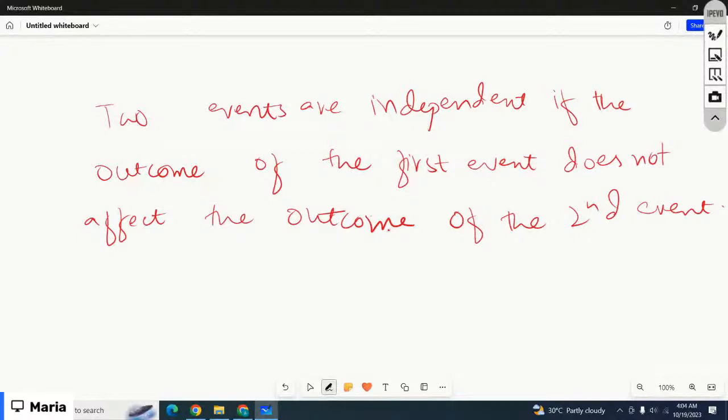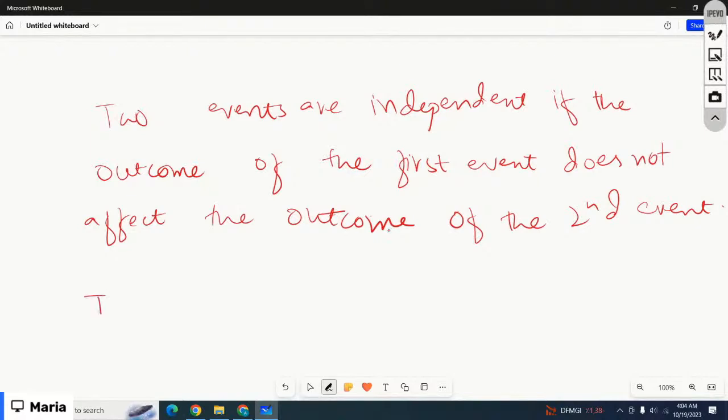The example of the independent event is, for example, Pamela took a coin out of her pocket and flipped it. Then she flipped again. She flipped a coin two times. First she picked a coin from her pocket and flipped it, and then she flipped the coin another time. So that is the example of independent events. The outcome of the first event doesn't depend on the second event.